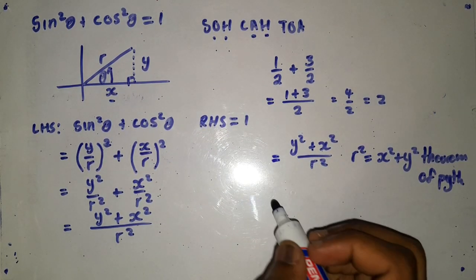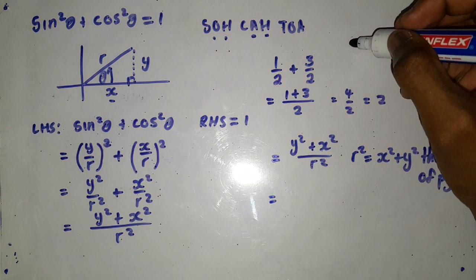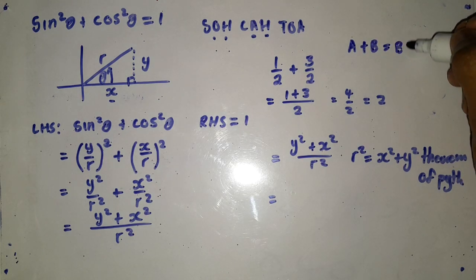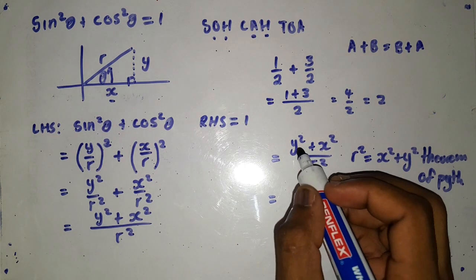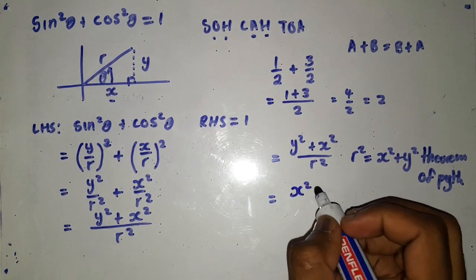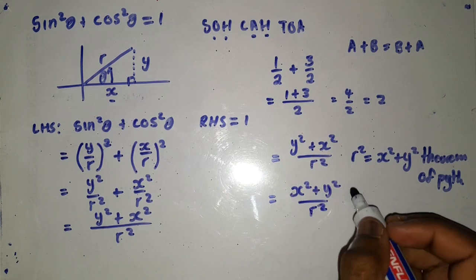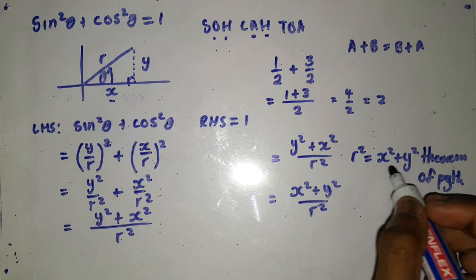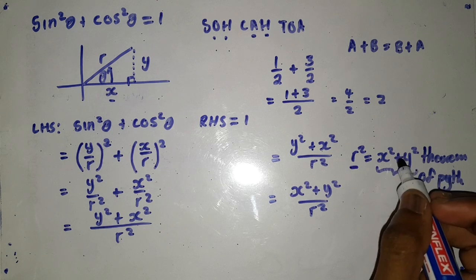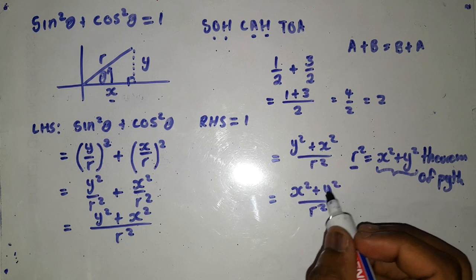We also have this property. We call it the commutative property. It's like if I have A plus B, I can write this in the form of B plus A. This y squared plus x squared is the same as x squared plus y squared. Then we have r squared. Where you see x squared plus y squared, you can substitute with r squared. Let us replace this with r squared.